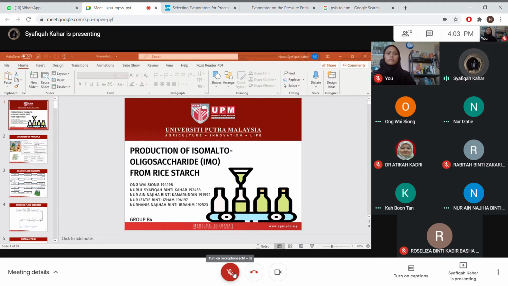And then for the raw materials, the main raw material for this IMO is basically starch. We choose rice starch because rice is believed to have a high content of starch, and it is also easy to obtain in Malaysia.